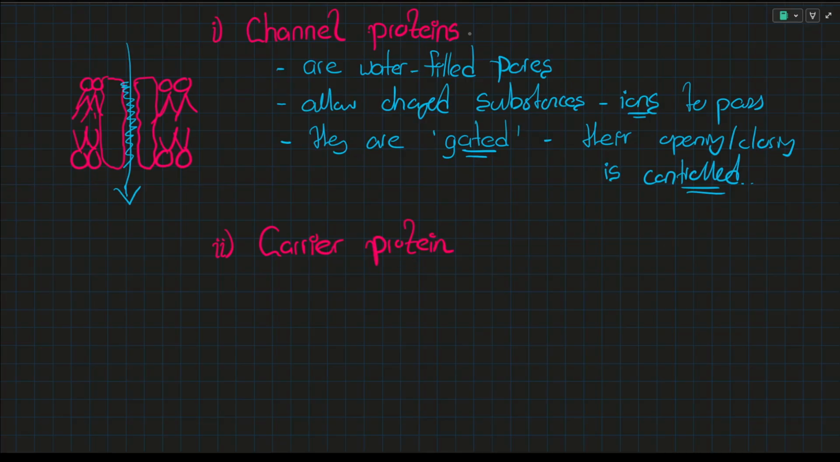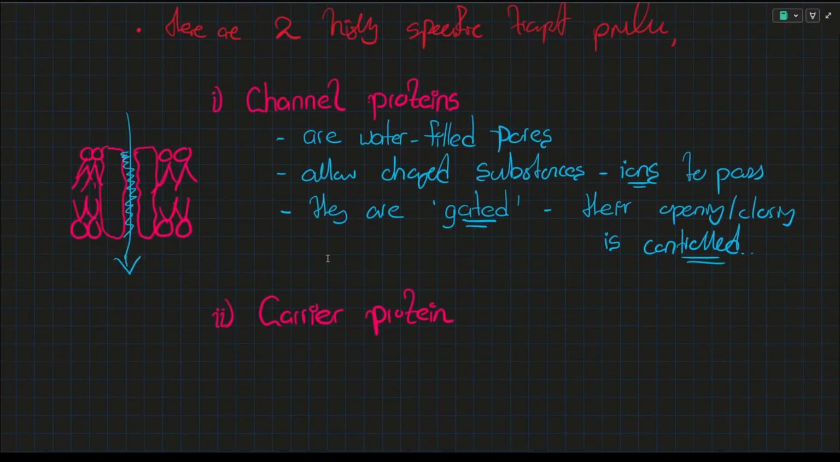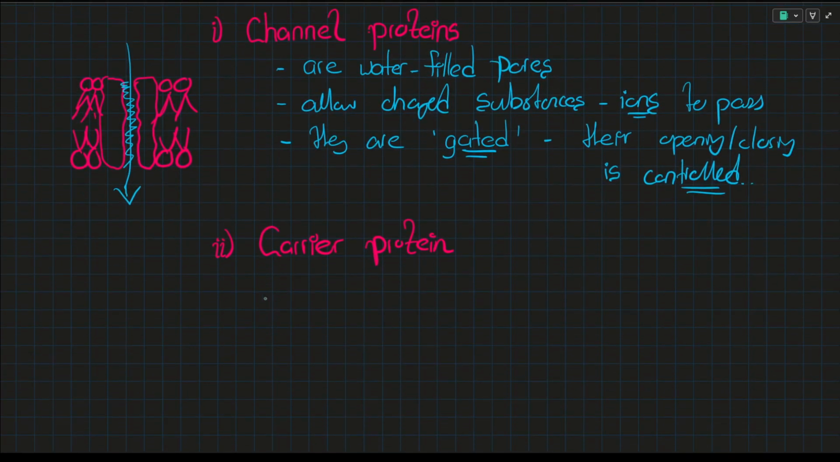Okay, now the key thing is, you see channel proteins are fixed in shape. They're literally just the channel. But when it comes to carrier proteins, the most distinguishing feature is that they can switch between two shapes. Okay, that's the important thing. They can switch between two shapes.